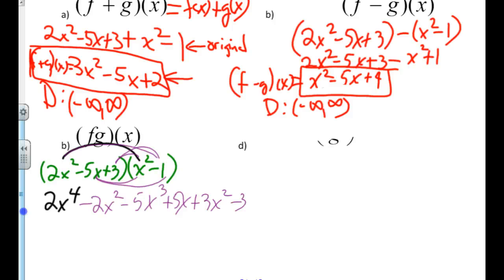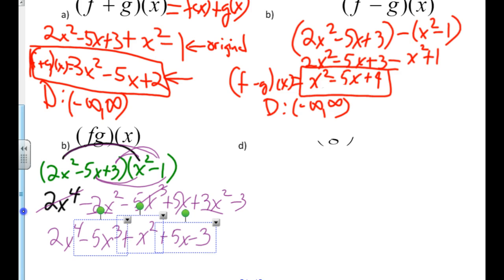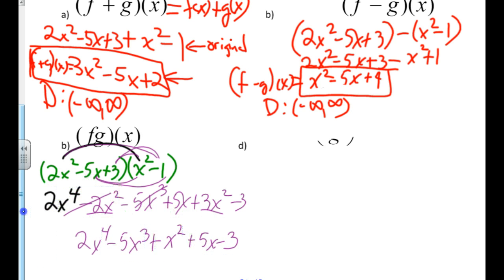Combining like terms, I'm going to get 2x to the 4th, which didn't combine with anybody. The x cubed term is minus 5x cubed because it didn't combine with anybody. Now my x squared, I've got a negative 2x squared here and a positive 3x squared here. Those add to give me just a positive x squared. And then lastly, I've got a plus 5x and a minus 3. So f times g of x equals all this. Let's slide it over. Okay. So this is what f times g of x equals.